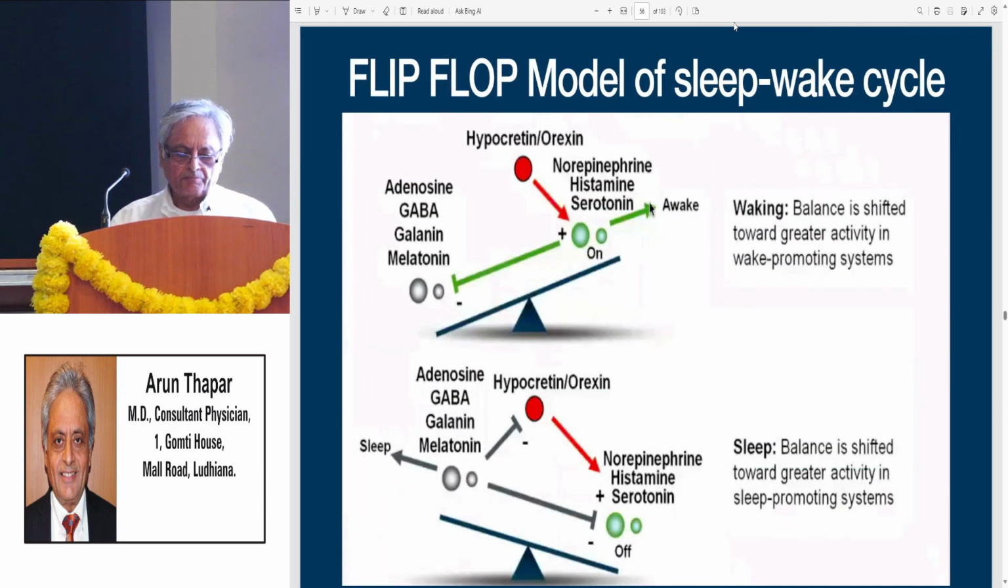A flip-flop model showing the sleep-wake cycle. There is hypocretin or orexin. There is an increase in norepinephrine, histamine, and serotonin, and you have a depressing effect from adenosine, GABA, ghrelin and melatonin. So that's the reason why you remain awake. If the balance is shifted towards greater activity of wake-promoting systems, the person gets up. Now, in the lower graph, you see, if the balance is shifted the other way, on the left-hand side, there's more of melatonin, ghrelin, and the sleep takes place, and less histamine and serotonin.